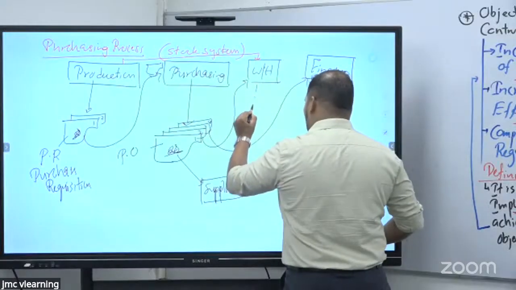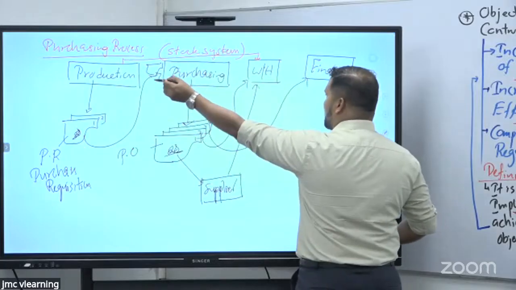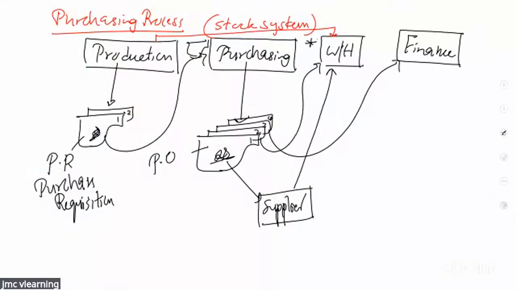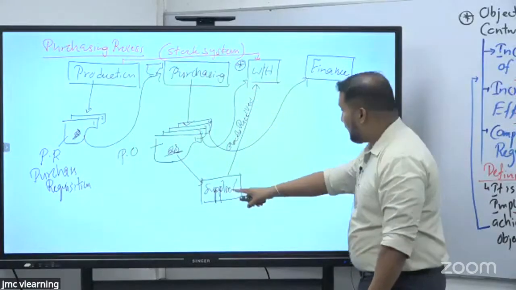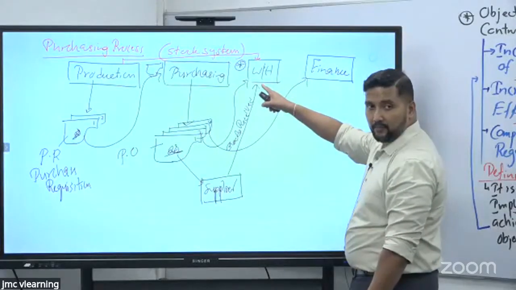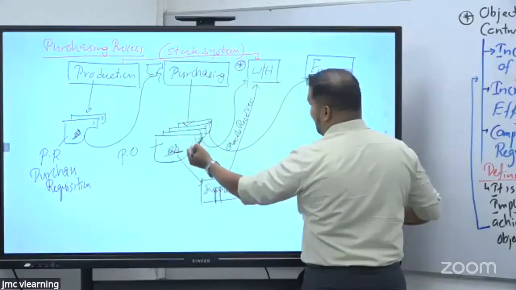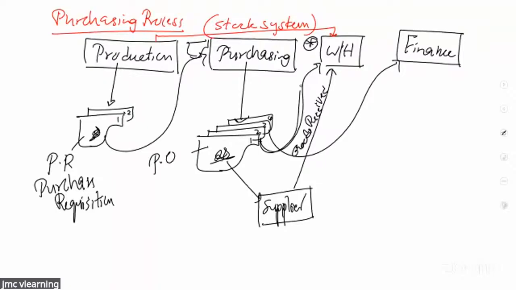Now the supplier will deliver the goods. The supplier will not deliver the goods to production or to the purchasing department, so they will hand all the goods over to the warehouse. From the warehouse side, we are receiving goods. Once the supplier hands over the goods, the storekeeper does not accept them as they are. The storekeeper will check the goods against the purchase order. That is why the second copy of the purchase order went to the warehouse.